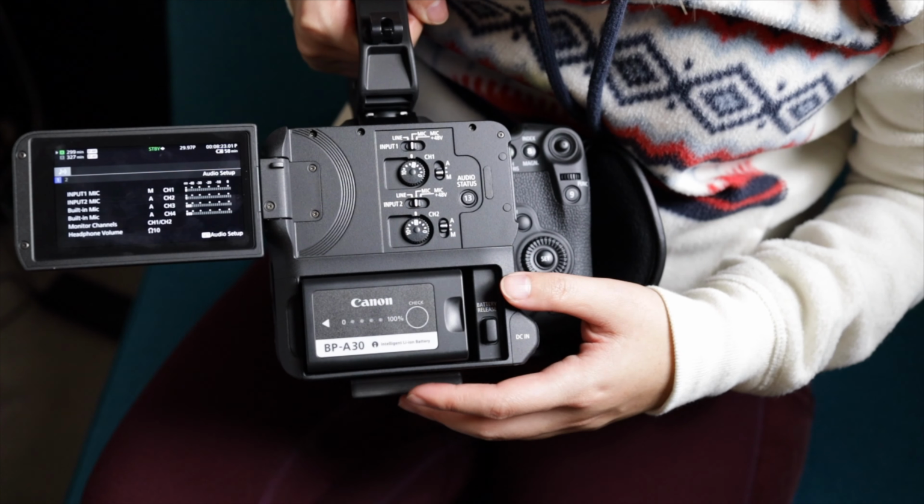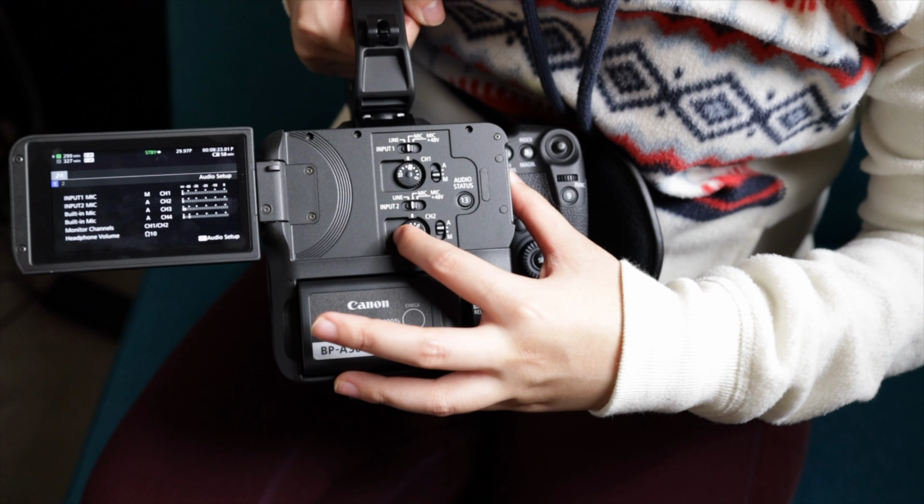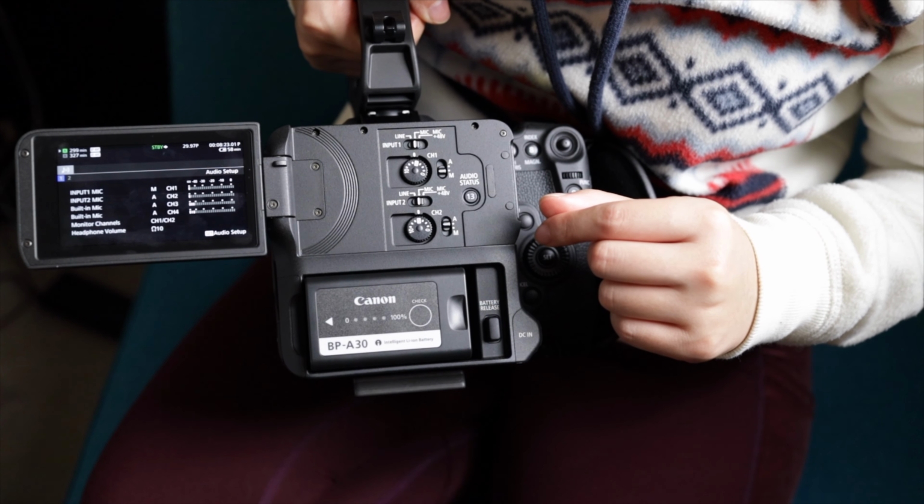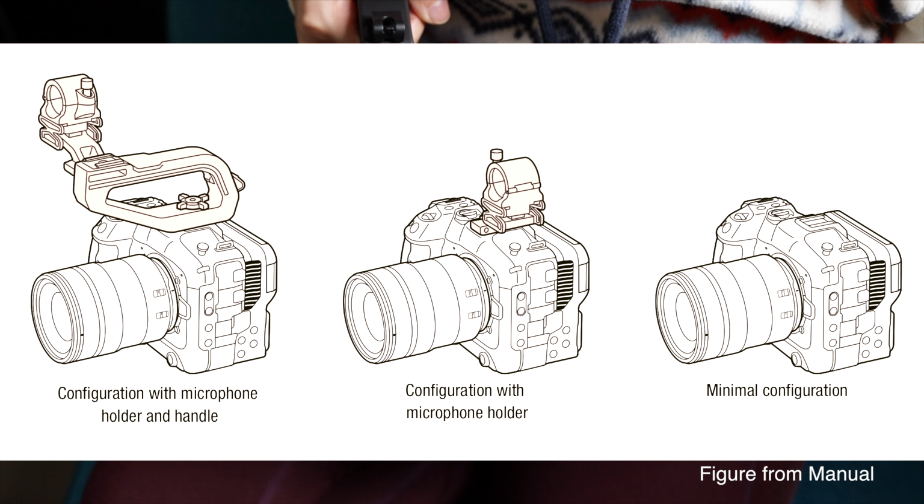It's got gain dials right on the back and an audio status button so you can instantly access the audio menu to make changes. Of course, the Canon also comes with a piece to hold a shotgun mic. This can be mounted on either the handle or right in the cold shoe.